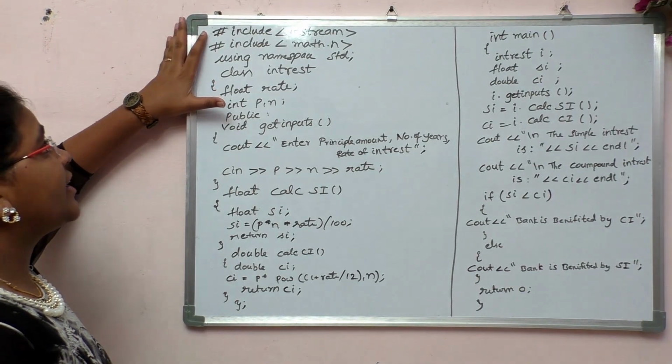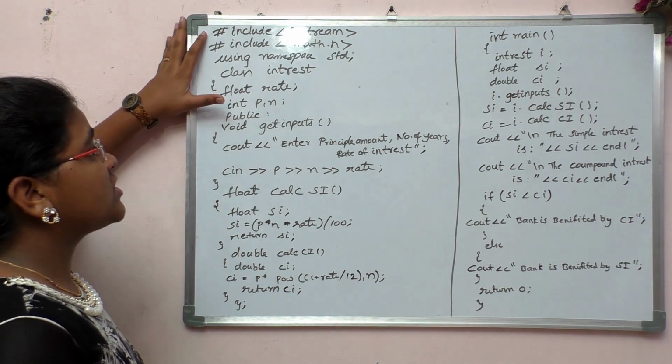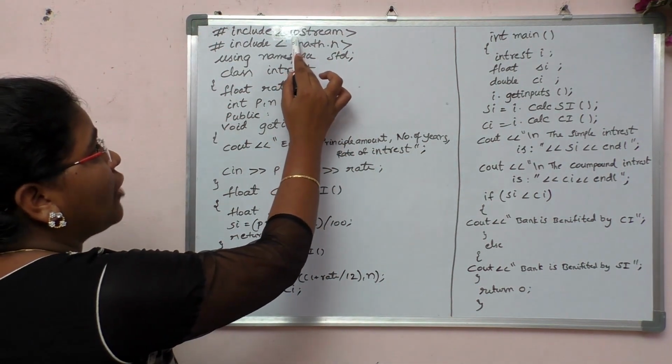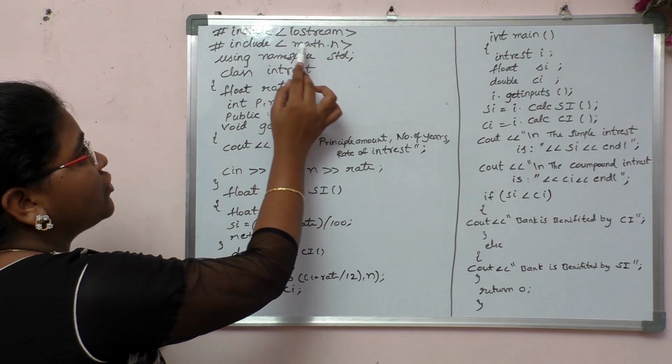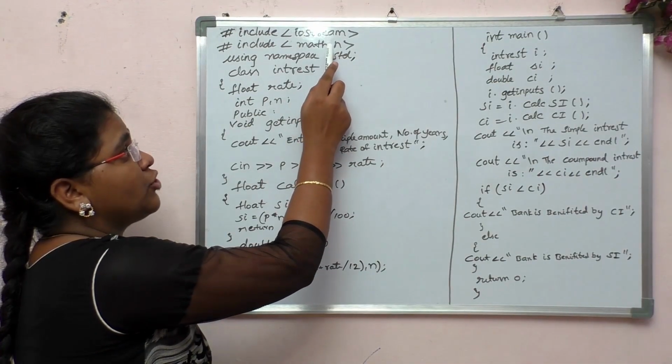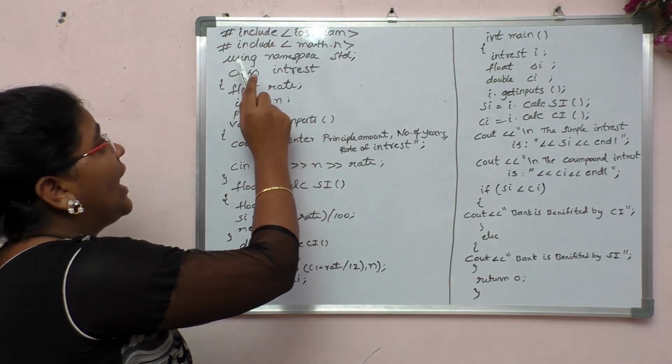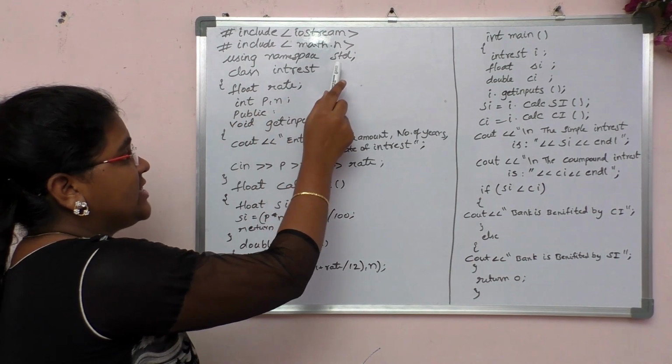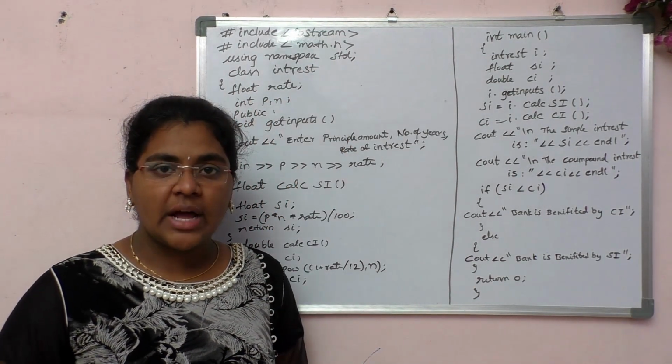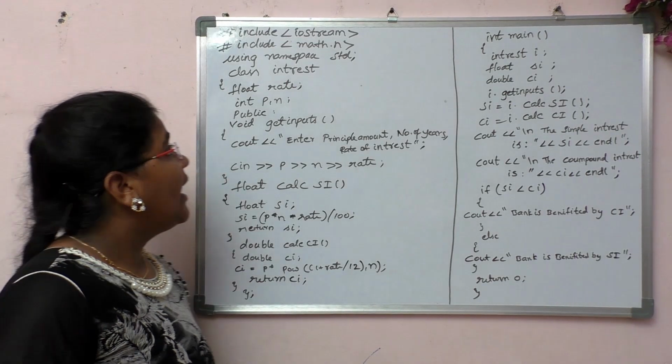Now we write here header files: #include iostream, means input output stream. #include math.h. Why we use math.h, I will explain later. And using namespace std is used to overcome the name conflict.